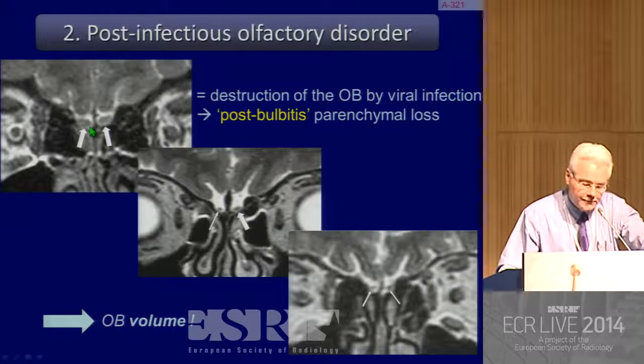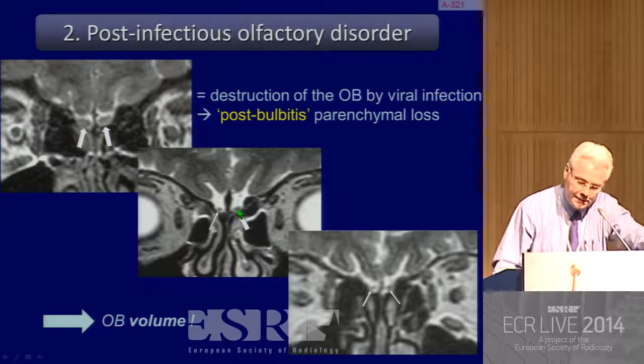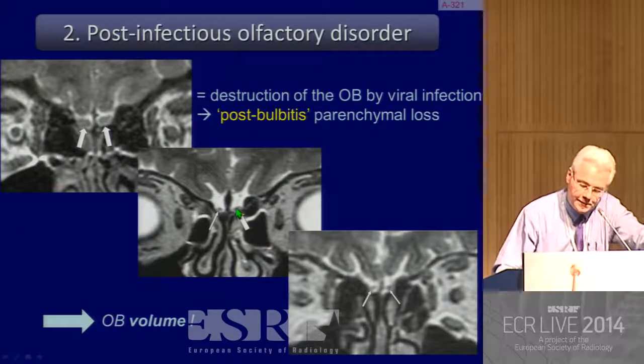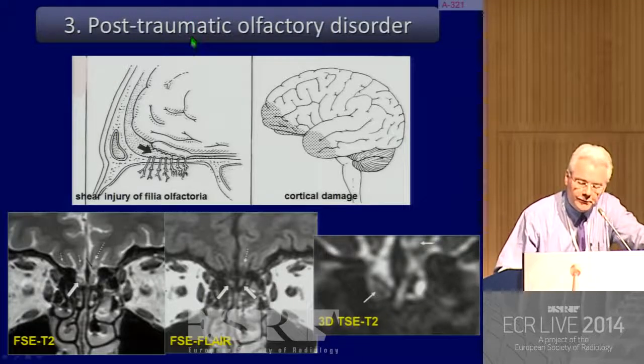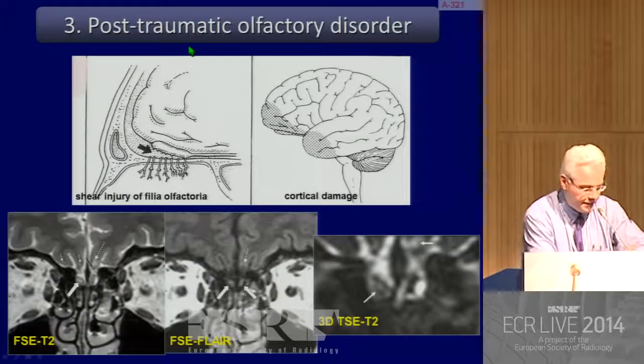Here you have normal-sized bulbs in a person who had no problem. Here we have post-bulbitis asymmetric atrophy, as you see. The right side is very thin, the left side is a little bit less thin, and in this case we have bilateral severe atrophy. This highlights the value of measuring the olfactory bulb volume. I will indicate why in a few minutes, as time is running out.